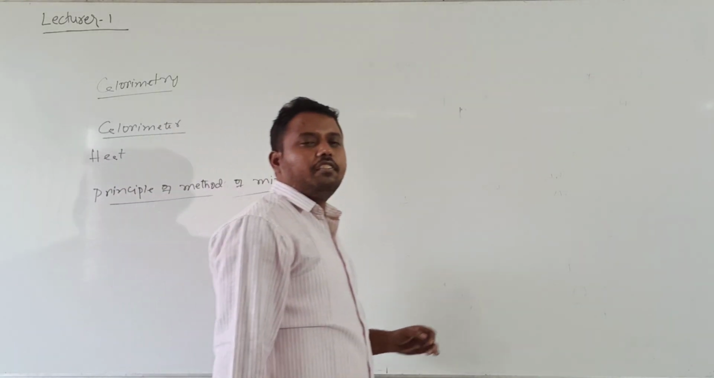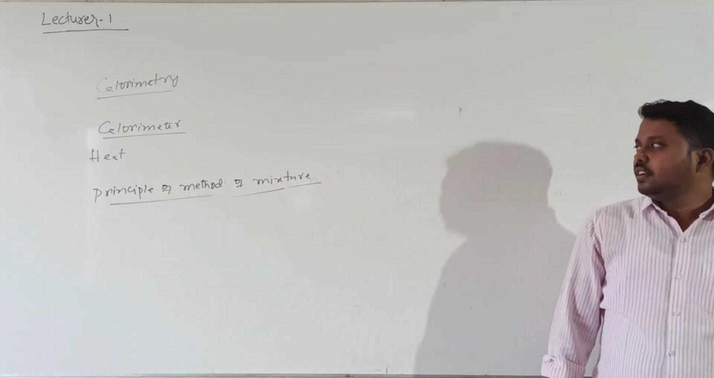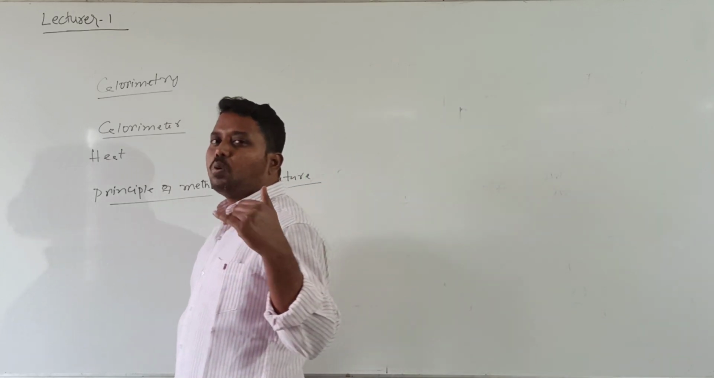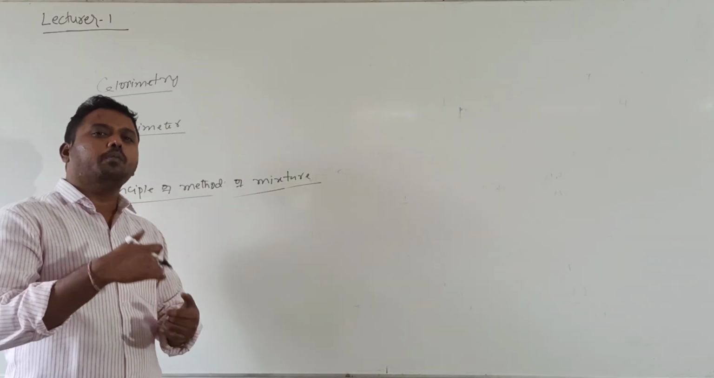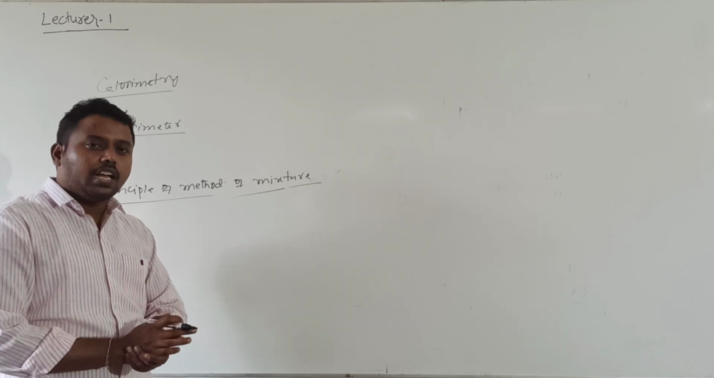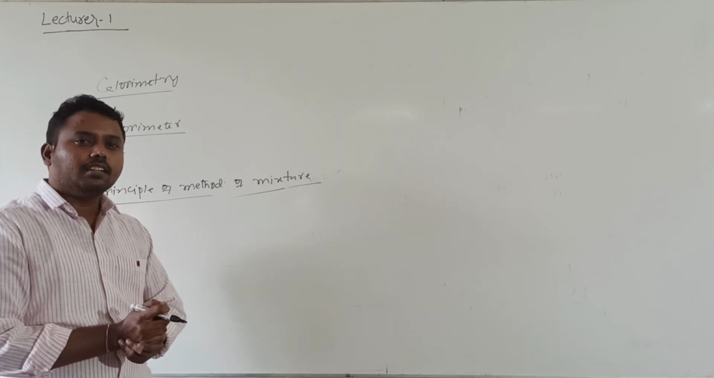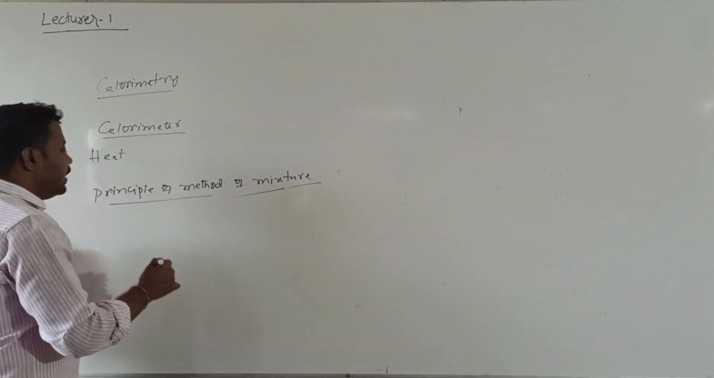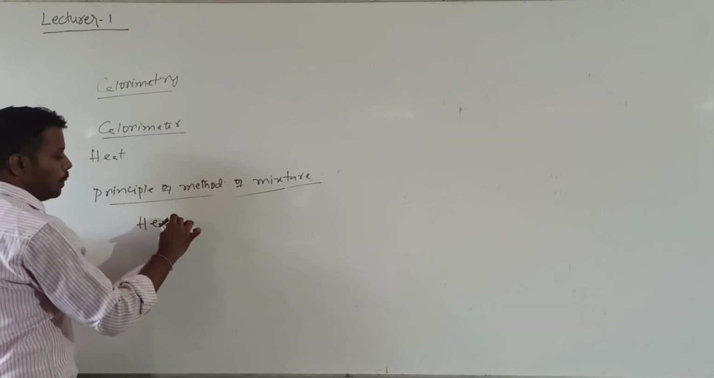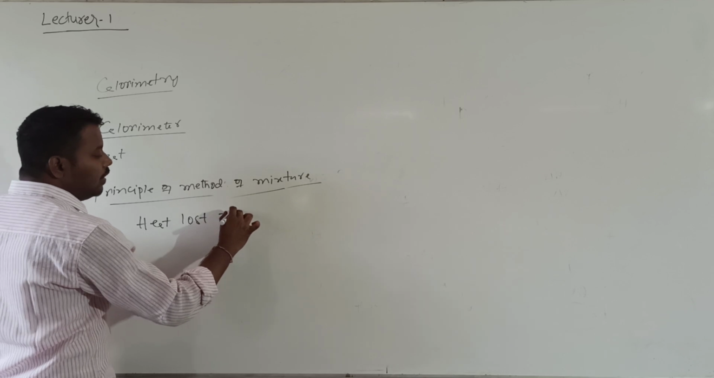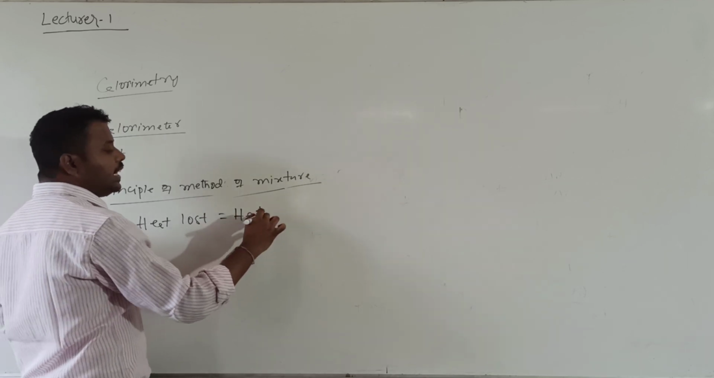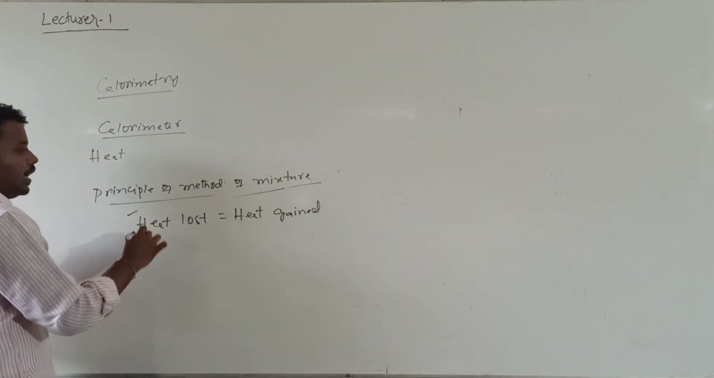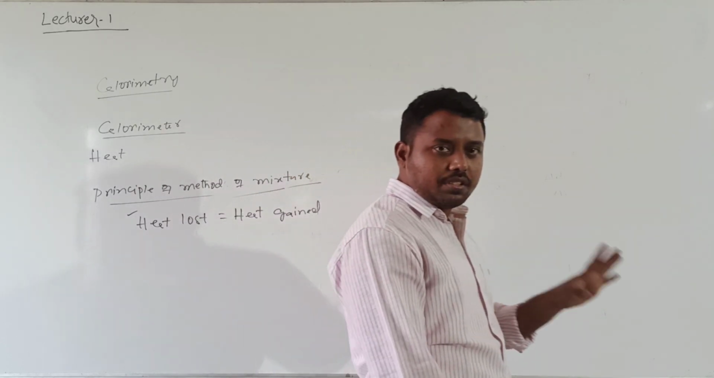What is this principle? Very important principle. So what is the principle? This principle states that whenever two or more substances of different temperature are mixed with each other such that no heat is lost to the surroundings, then the amount of heat lost by the hot body will be equal to the amount of heat gained by the cold body. So this principle is called the principle of method of mixtures.